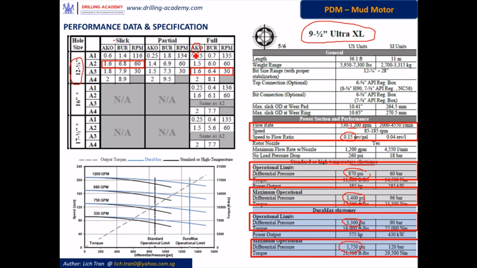What you need to know is to look at the table and understand that in one hole size, for example 12 inch, with this 9.5-inch motor in the slick BHA at 1.6 IKO setting here, you can rotate at 60 RPM. But for the same thing in full stabilization, you can rotate at only 30 RPM on the surface. So there is a tremendous reduction in string RPM in this example here.